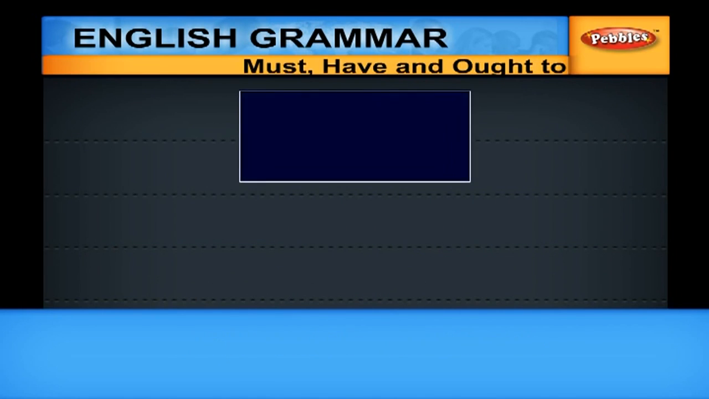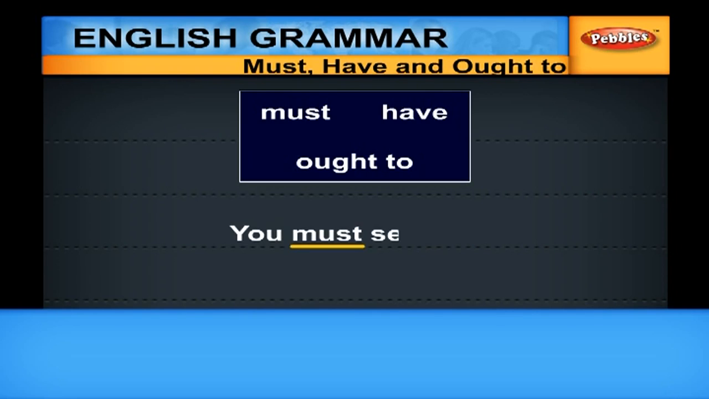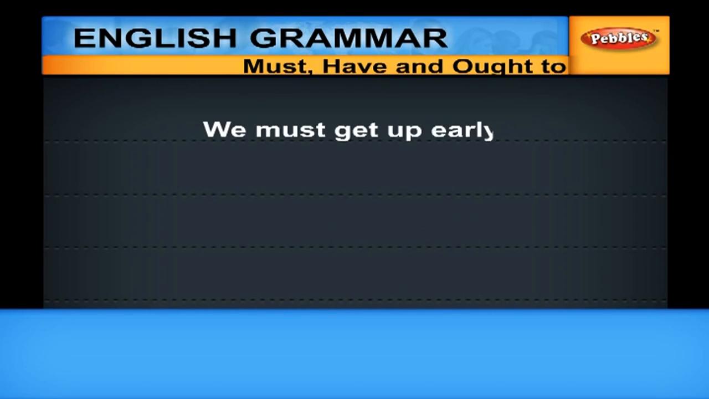Now we come to three modals: must, have to, ought to. All these are used to refer to a work that has to be definitely done. We'll see some examples. You must see her. You must be tired. We must get up early.